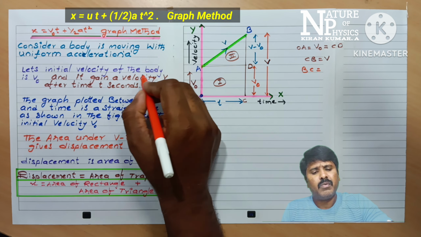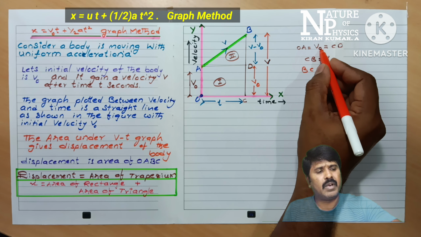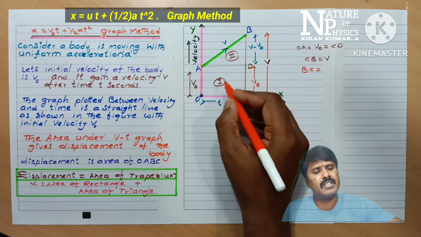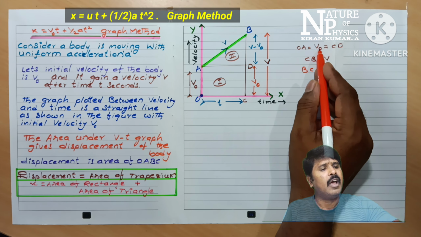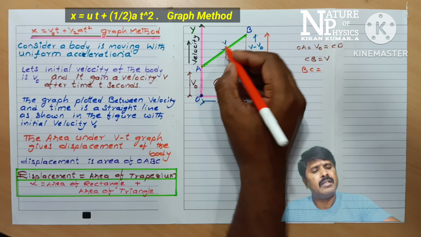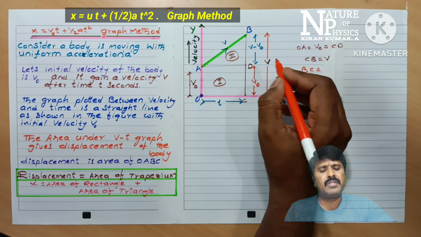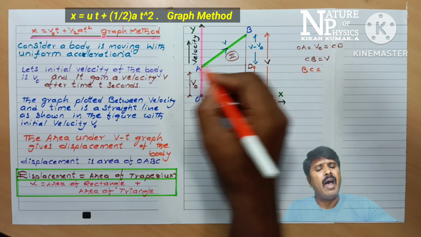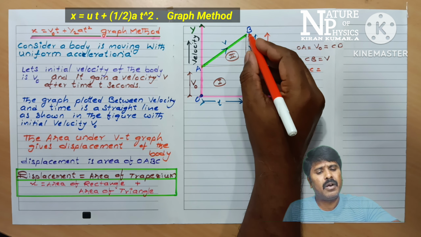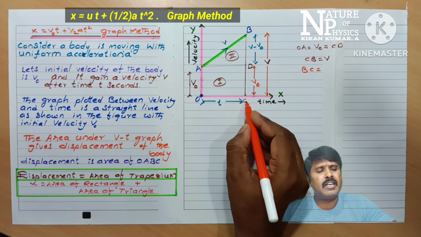Let the initial velocity of the body be v naught. OA represents the initial velocity v naught, and the opposite side is also the same, that is CD represents v naught, and the body gains velocity. This is the velocity gained from point C to point B. Change in velocity gives the acceleration, and the final velocity is v, reached after the time t. OC represents the time, student.